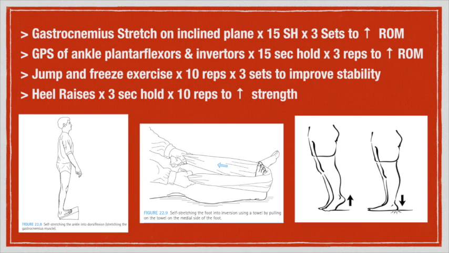Gastrocnemius stretch on inclined plane times 15 seconds hold times 3 sets to increase ROM. GPS of ankle plantar flexors and inverters times 15 seconds hold times 3 reps to increase ROM. Jump and freeze exercise times 10 reps times 3 sets to improve stability. And heel raises times 3 seconds hold times 10 reps to increase strength.